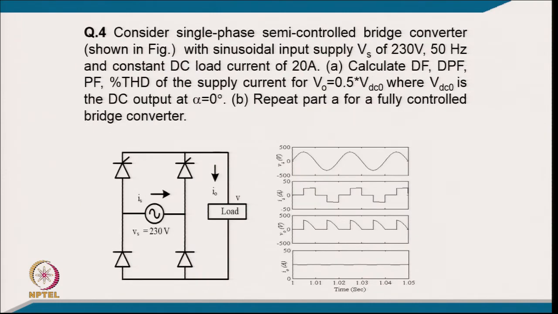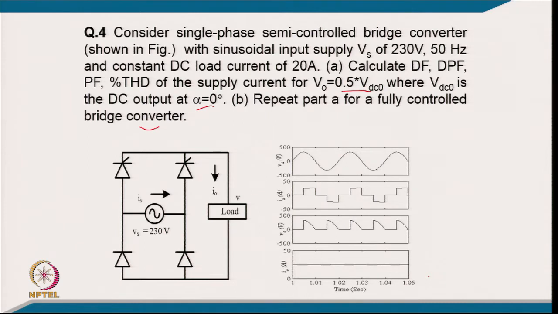Coming to another example, consider a single phase semi controlled bridge converter with a sinusoidal supply voltage of 230 volt, 50 hertz, and a constant DC load current of 20 ampere. Calculate the distortion factor, displacement factor, power factor, and total harmonic distortion of the supply current for an output voltage of 0.5 into VDC 0, where VDC 0 is the output voltage at firing angle 0. Repeat this part for a fully controlled bridge converter, where all 4 are thyristors.